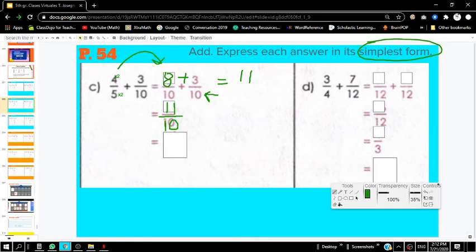Well, let's break it up into parts and wholes. I know that 11 tenths is equal to 10 tenths plus 1 tenth. And I know that 10 tenths equals 1 because it's one whole. And 1 plus 1 tenth equals 1 and 1 tenth. So there's your final answer, 1 and 1 tenth.